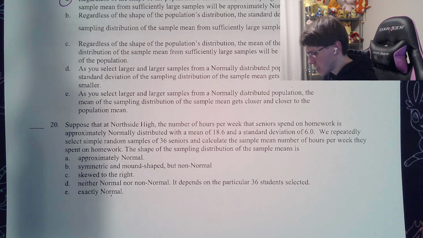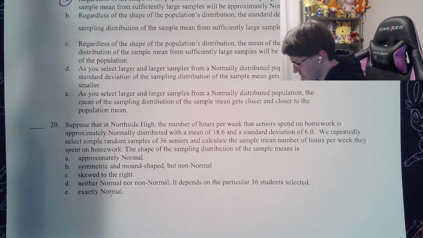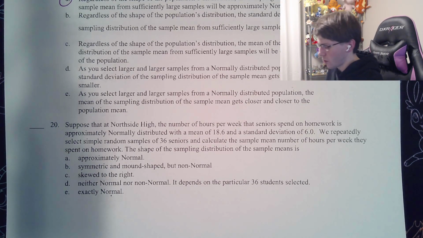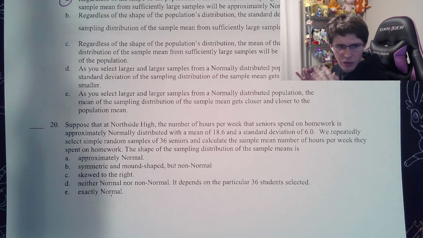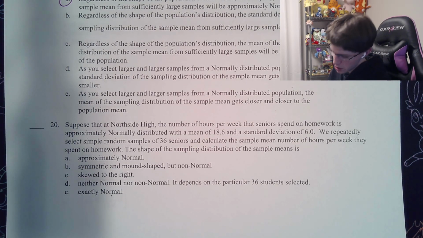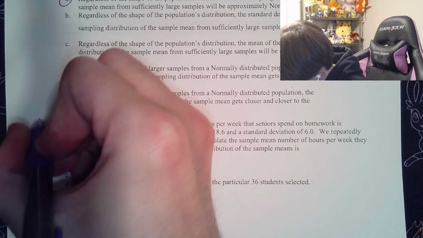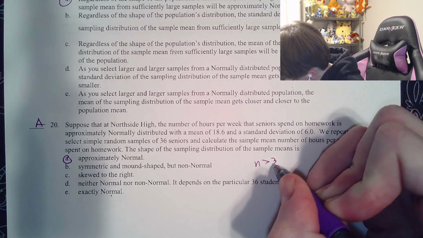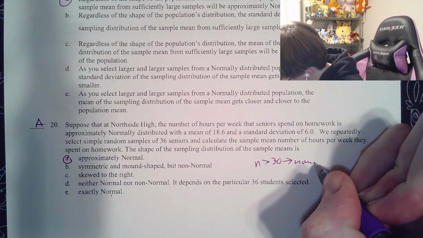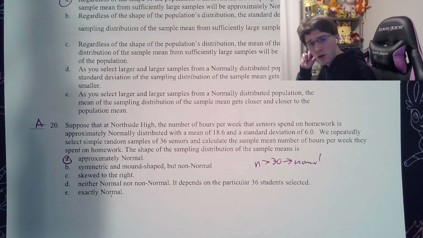Suppose that at Northside High, the number of hours per week that seniors spend on homework is approximately normally distributed with a mean of 18.6 and a standard deviation of 6. We repeatedly select simple random samples of 36 seniors and calculate the sample mean number of hours they spent. The shape of the sampling distribution of the sample mean is, well, our sample size was at least 30, and therefore the shape of the sampling distribution is approximately normal. So n greater than 30, boom, normal. That's it. We're done.